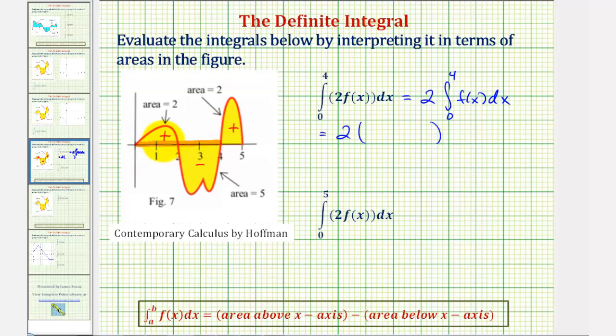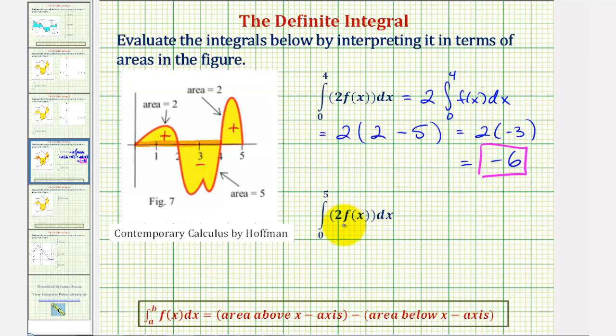Well, notice on the interval from 0 to 2, the value of the definite integral would be positive 2 because the area is above the x-axis. So we'd have 2 times the quantity 2. And then on the interval from 2 to 4, notice how the area is 5, but it's below the x-axis, and therefore the value of the definite integral on this interval would be negative 5. So we'd have 2 times either 2 plus negative 5 or 2 minus 5. This would give us 2 times negative 3, or negative 6.